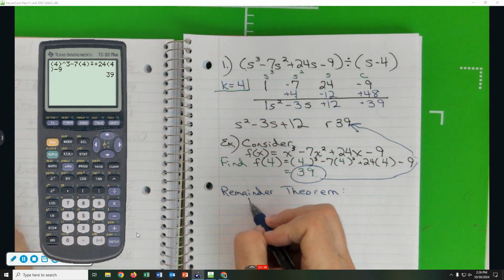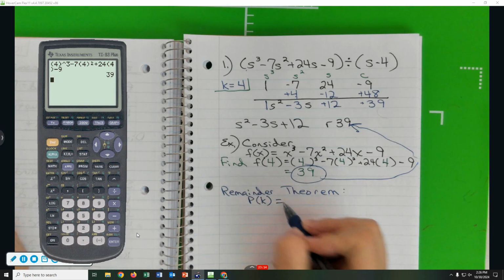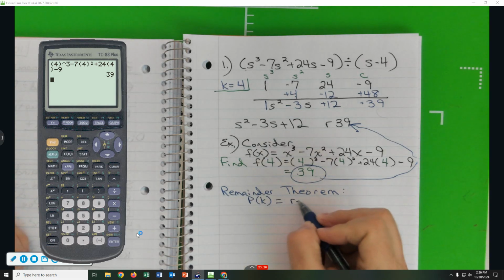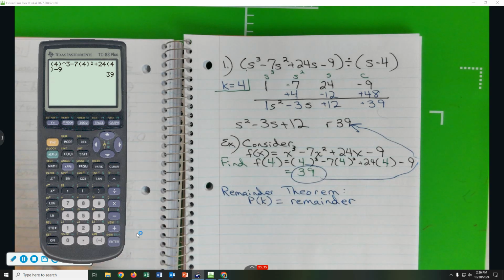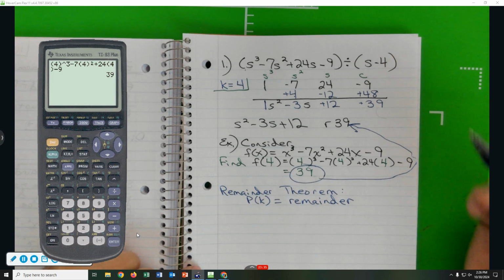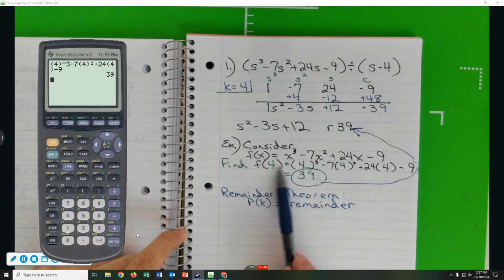If you have some polynomial function and you evaluate it at k, then the value of that function is the same thing as the remainder. It's called the Remainder Theorem, and it used to be extremely important because look at what we had to do here to evaluate this function just at 4.